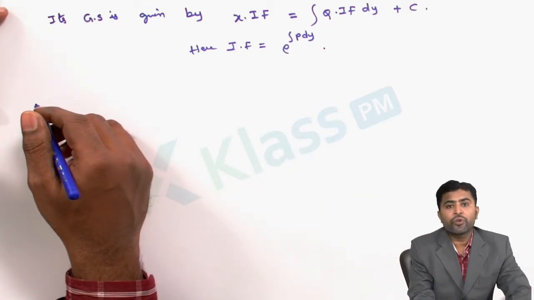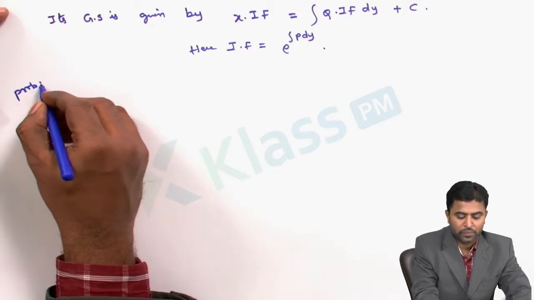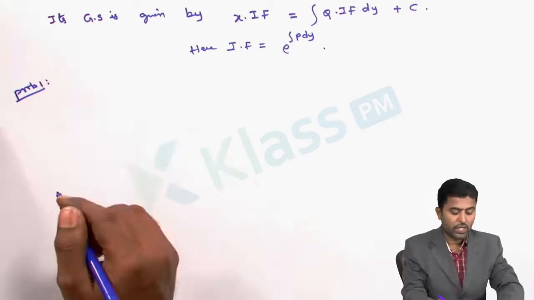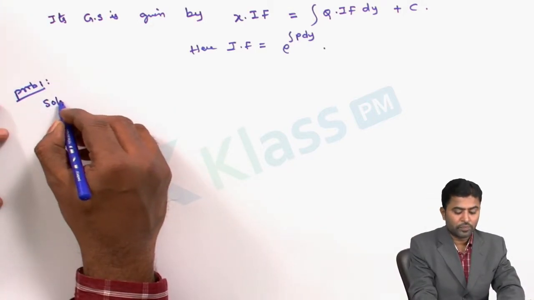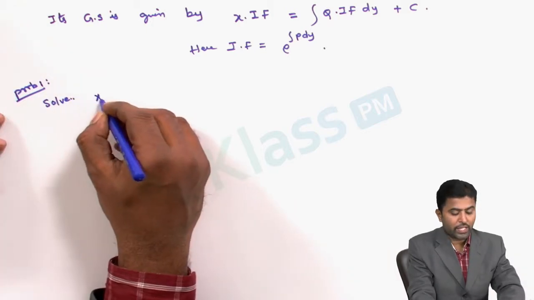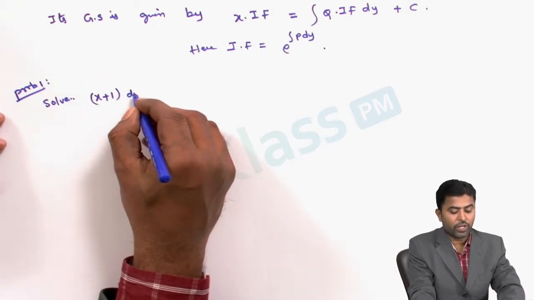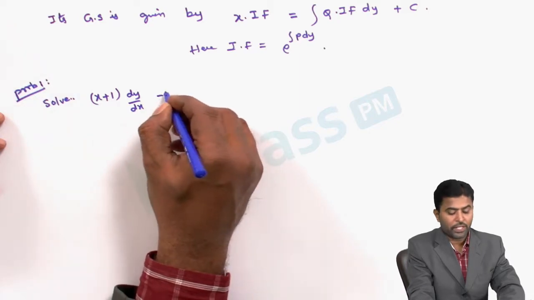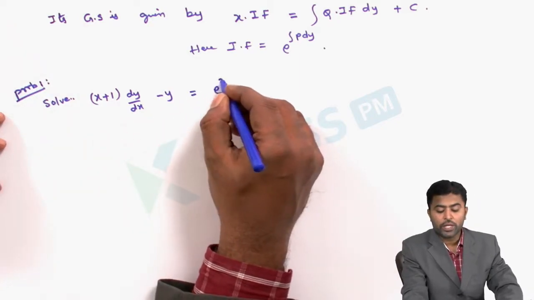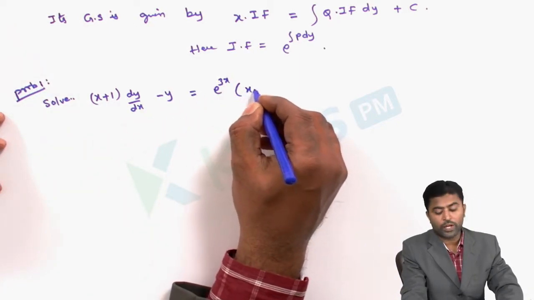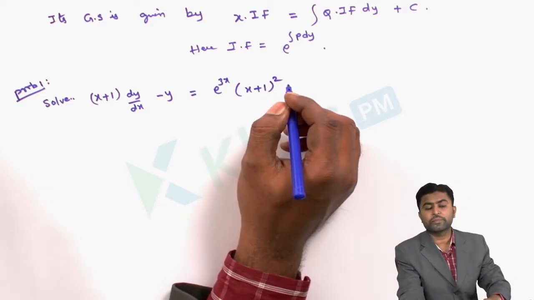Now we'll see a few problems based on this linear differential equation. Problem 1. Solve (x plus 1) dy by dx minus y equal to e power 3x into (x plus 1) whole square.